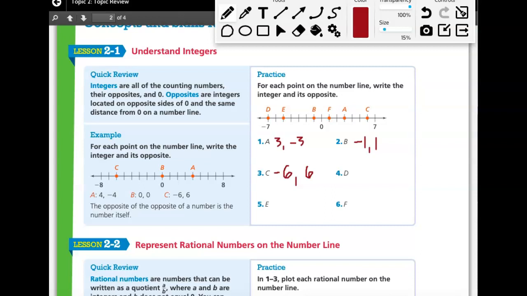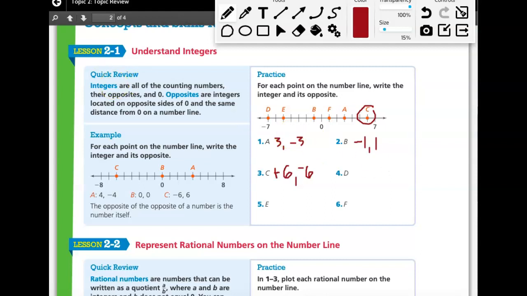Elena, go ahead. For number 3, shouldn't the integer be 6 and the opposite is -6? Oh, let's look at that. That is a very good catch. Yes, that's true. We are at +6 and the opposite is -6. I didn't even look at that, and I agree with you. Did you guys get that catch also? It's a nice catch. Thank you for that.